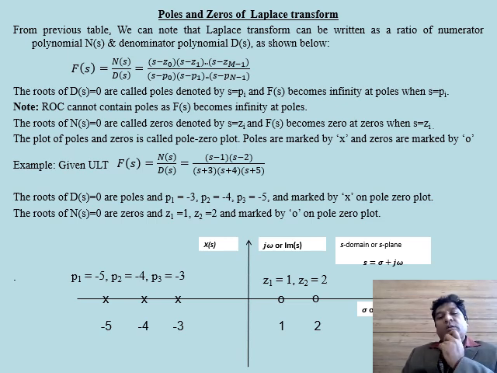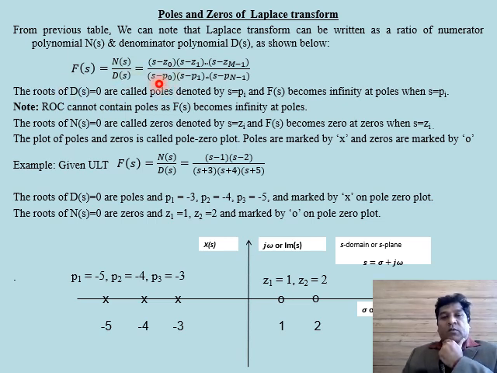Now here we are going to discuss a little bit about the poles and zeros of the Laplace transform. When we are calculating the Laplace transform, let us take an example. We can write it as a numerator divided by a denominator. If we factor the numerator, we get (s - z0)(s - z1) and so on, divided by the denominator, which can also be factored as (s - p0)(s - p1) and so on. Then the roots of the denominator are called poles.